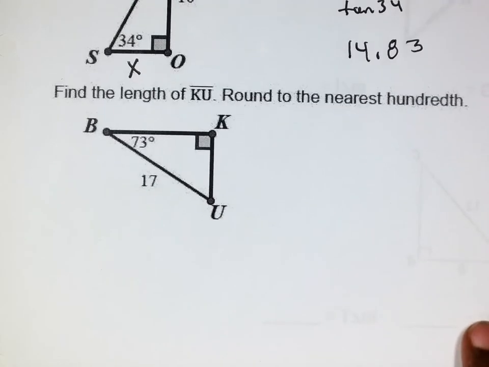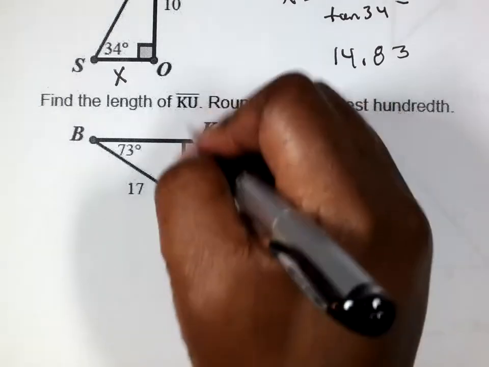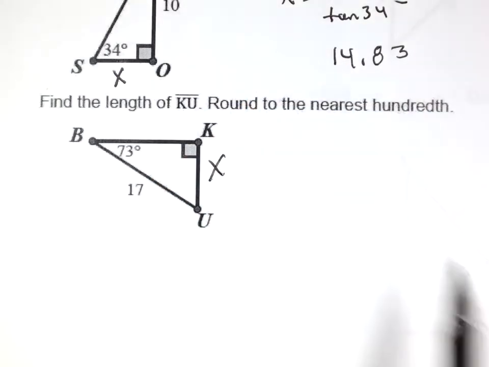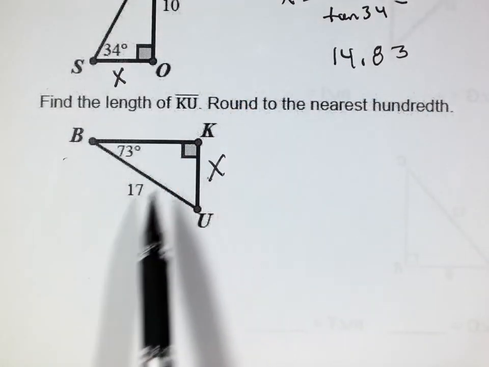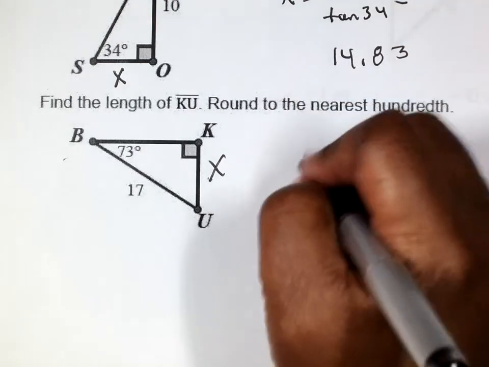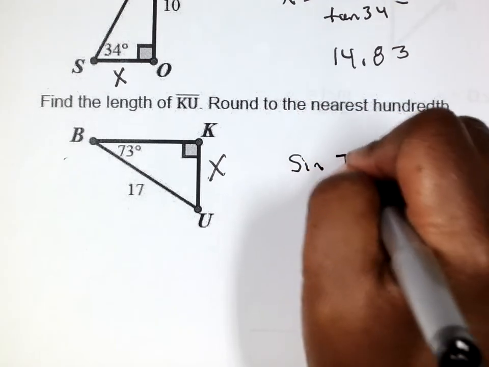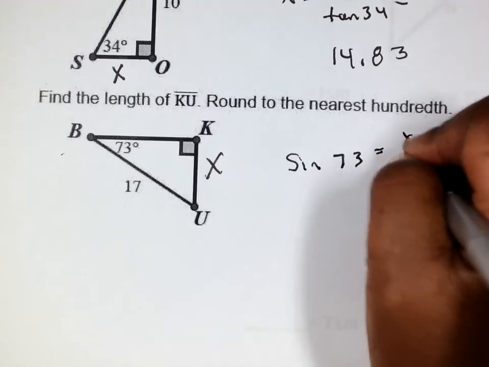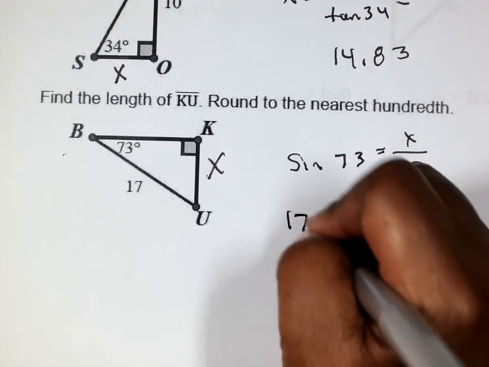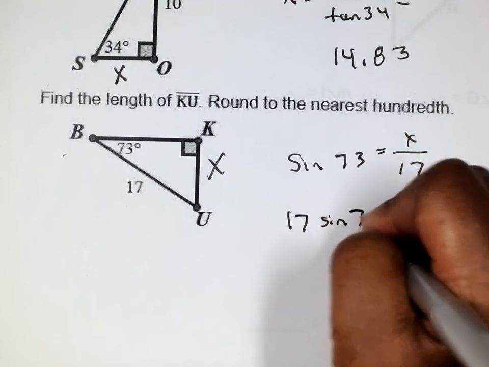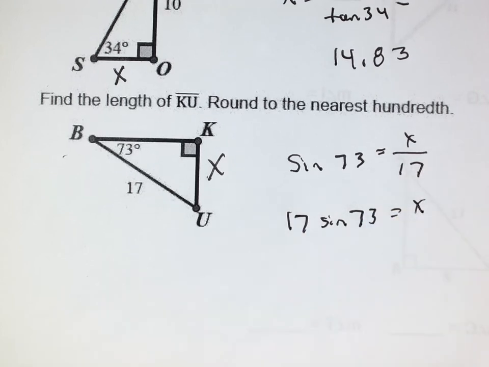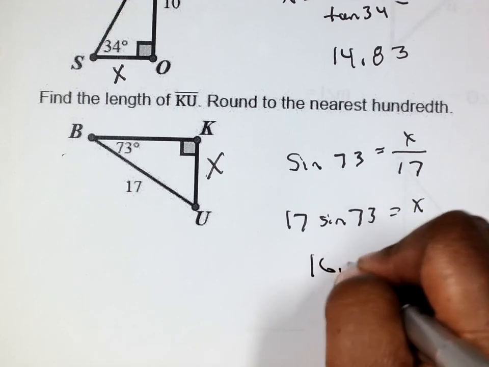And then this last one, find the length of KU. So I have an angle, again the opposite, and then I have hypotenuse, so that's sine. So sine 73 equals x over 17. Multiply both sides by the 17. And we get 16.26.